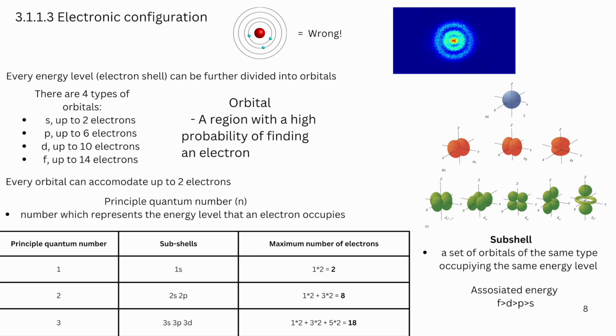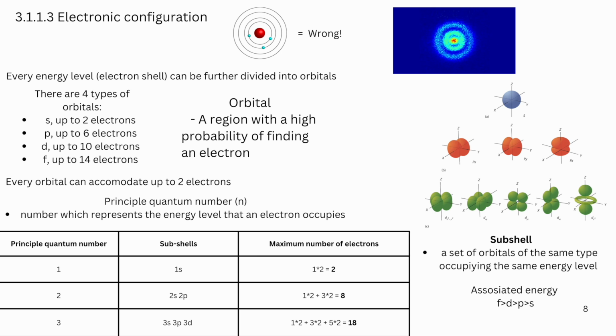So the principal quantum number, denoted by the letter n, is the number which represents the energy level that an electron occupies. Principal quantum number is just a fancy way of saying energy level. Each energy level has different orbitals, and a subshell is a set of orbitals of the same type occupying the same energy level. For example, 1s is an s orbital occupying the first energy level. 3d is a collection of 5 d orbitals occupying the third energy level, and the 3d subshell can accommodate up to 10 electrons.